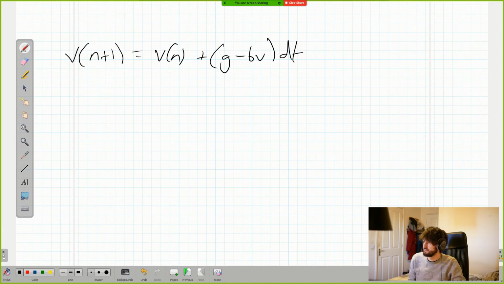Okay, so that's your fixed delta time. This is your velocity the frame before. This is your velocity: g minus bv.